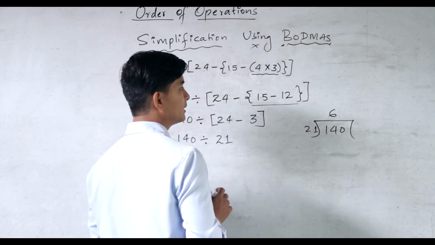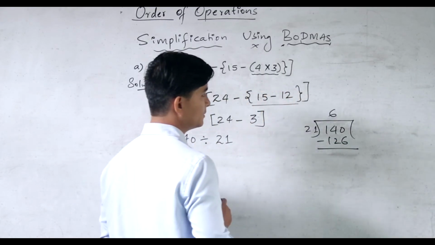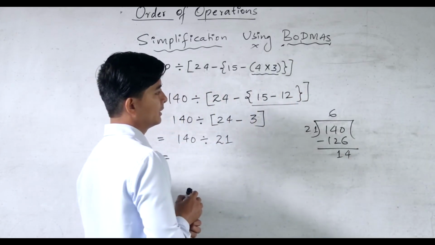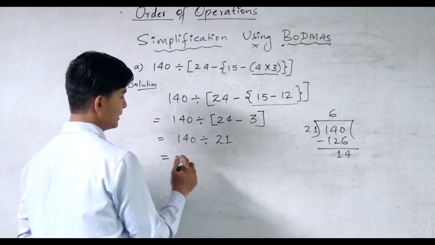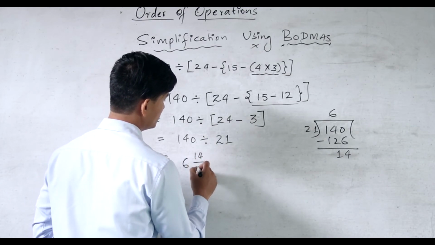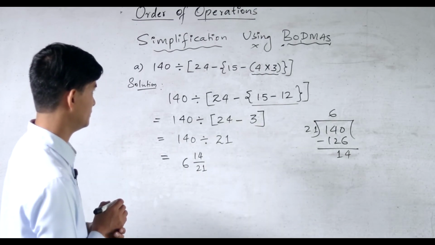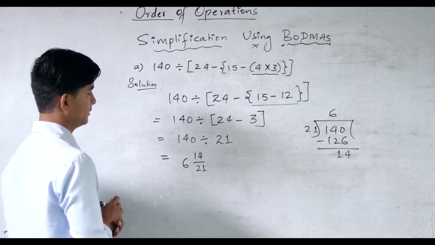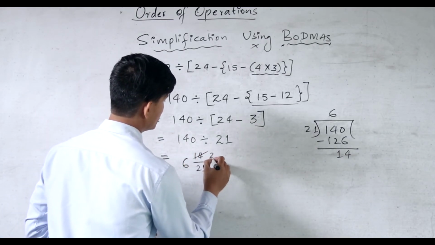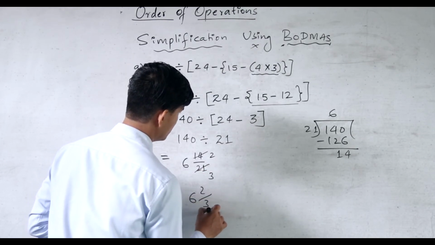So 6 times 21 is 126, 6 twos are 12. So if you subtract it, we'll get 14. Okay, now we cannot divide further. So our answer will be 6 and 14 upon 21. Okay, 6 and 14 upon 21. Yeah, here also we can cut it. 7 twos are 14, 7 threes are 21. So your answer will be 6 and 2 by 3.